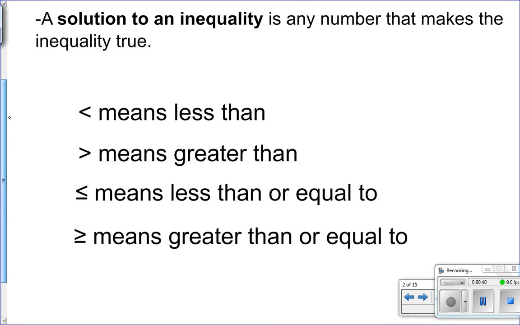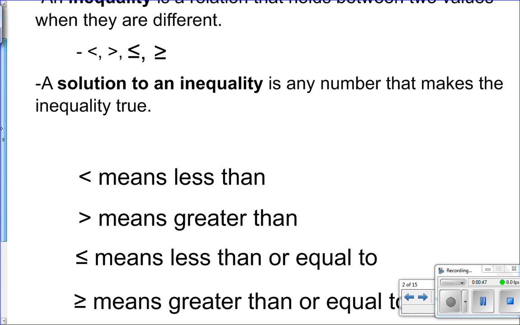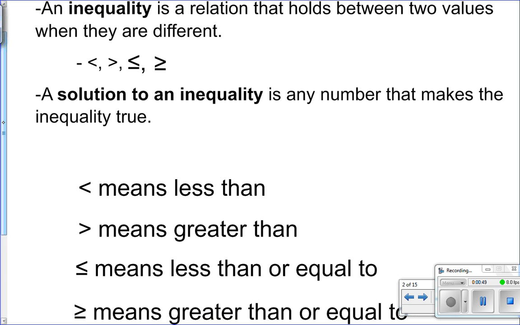And a solution to an inequality is any number that makes the inequality true. So write these down right here. Take these notes. If you need to, pause the video.